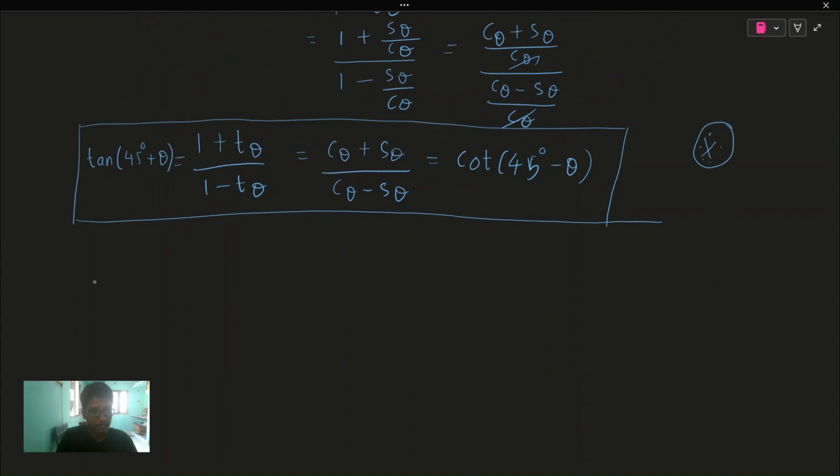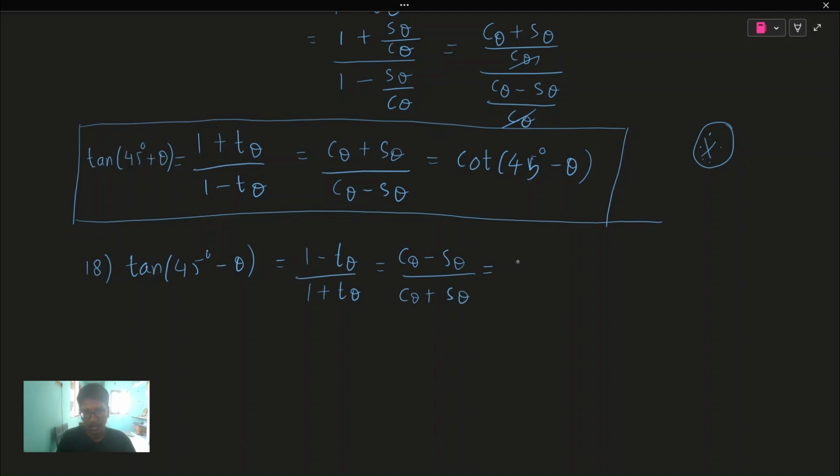In the same way, tan of 45 minus theta is equal to 1 minus tan theta divided by 1 plus tan theta, which is also equal to cos theta minus sin theta divided by cos theta plus sin theta, which is also equal to cot of 45 plus theta.